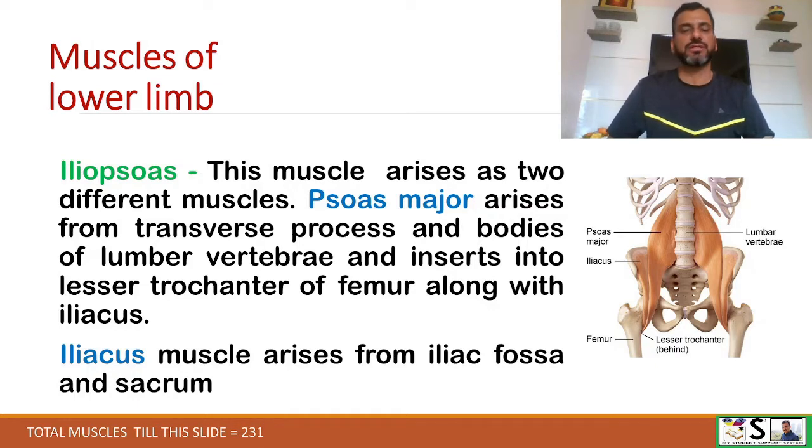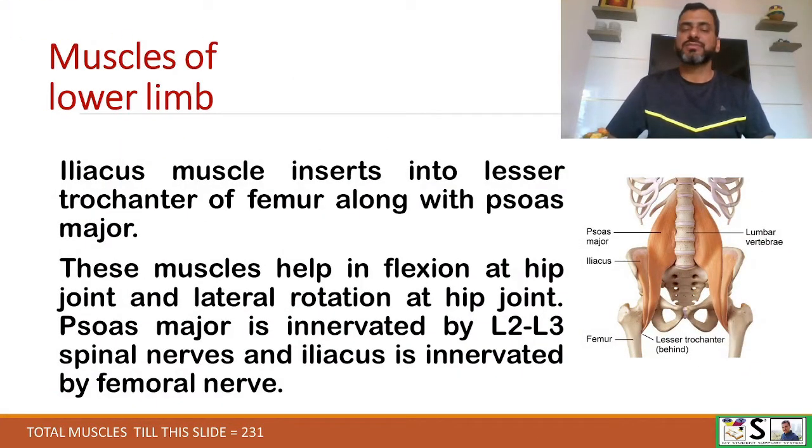Iliacus muscle arises from the iliac fossa and sacrum. Iliacus muscle inserts into the lesser trochanter of the femur along with psoas major. So here you can see this is the origin for these muscles and this will be the insertion. These muscles help in flexion at hip joint and lateral rotation at hip joint. Psoas major is innervated by L2 and L3 spinal nerves and iliacus is innervated by femoral nerve.